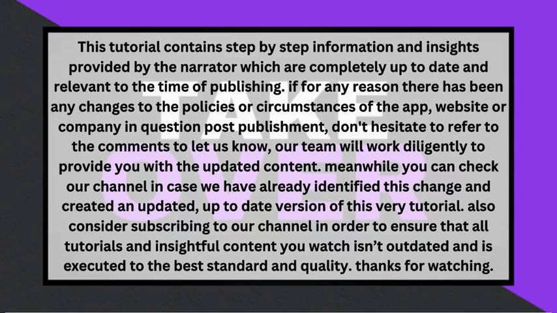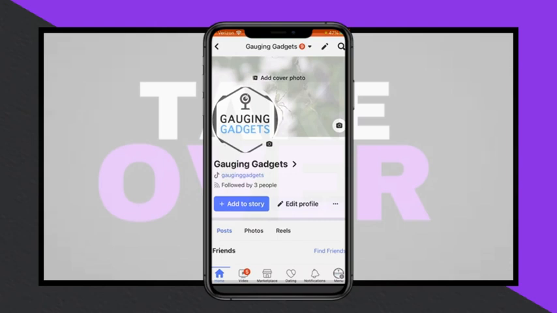Scroll down until you see the option to turn on professional mode and select it. A screen will appear with information about professional mode. Tap Turn On to proceed.